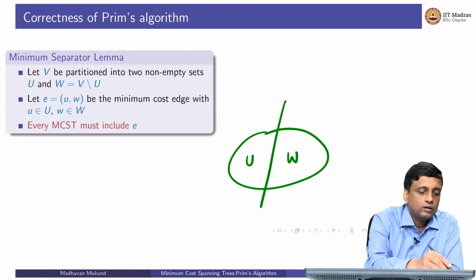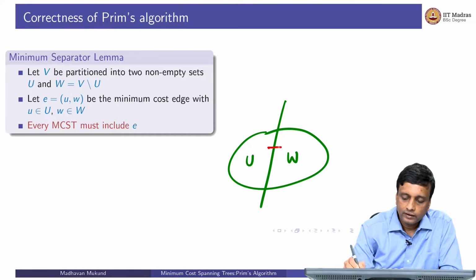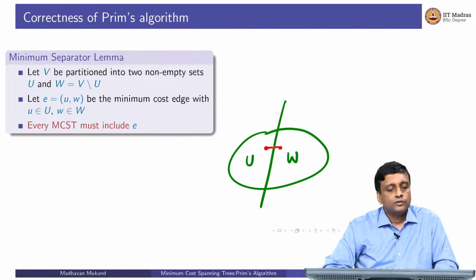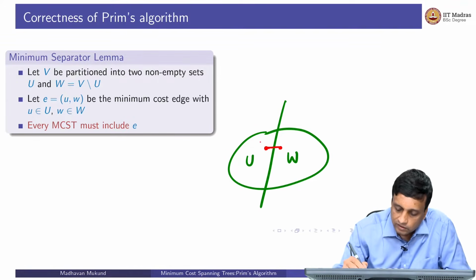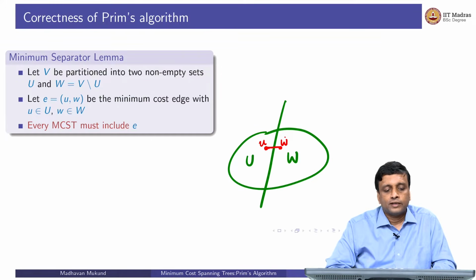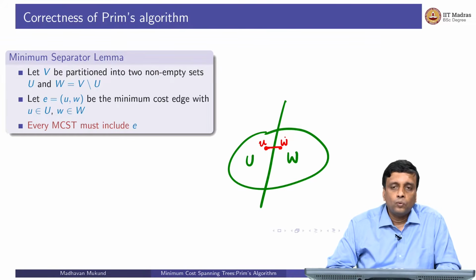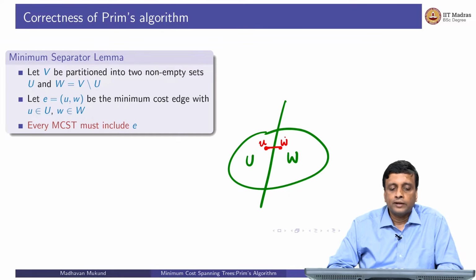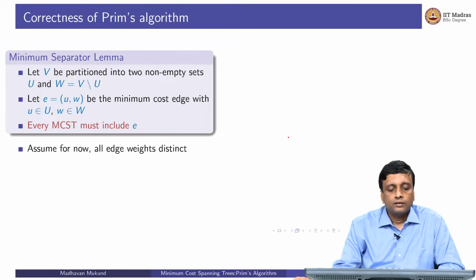And now, let me look at any edge which crosses the partition, right. So, this is small u and W, right. So, small u is on the left hand side, small w is on the right hand side. Then the claim is that no matter how I construct a spanning tree on this entire graph, it must include this red edge, right. So, that is what the minimum separator lemma says.